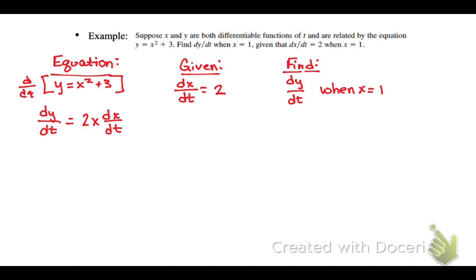Okay. So I need dy/dt, and I'm good because I've already solved for dy/dt. If it wasn't solved for it, you'd need to solve for what you need. So, do I have an x? Yeah, 1. Do I have a dx/dt? A 2. So it's 2 times 2 times 1. So dy/dt equals 4.